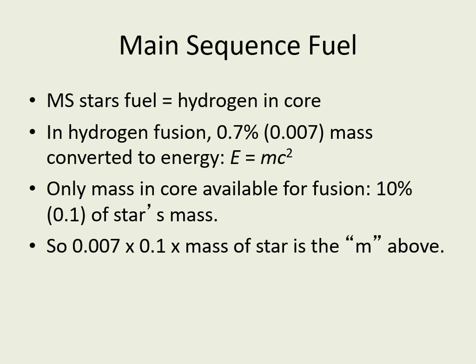Over the main sequence lifetime, the total amount of energy available for fusion is the mass of the star times 10%, because that's how much is in the core, times 0.7%, because that's how much of the hydrogen is turned into energy. So this tells us the total amount of energy a star can generate while it's on the main sequence. Next, we'll put the pieces together and see how long a star can last on the main sequence.